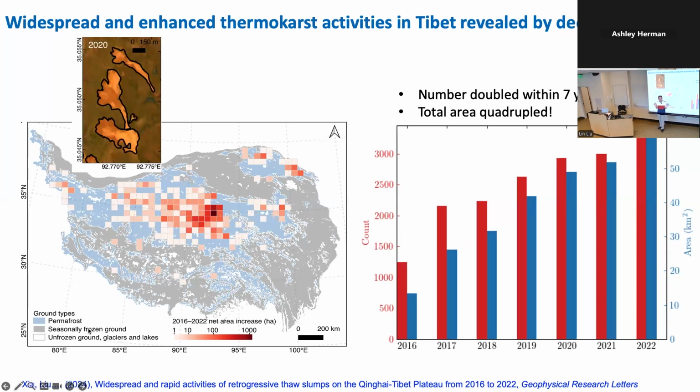And the total area quadrupled. Okay? We are seeing the climate change, or the landscape change, in response to the warming climate right in front of our eyes.